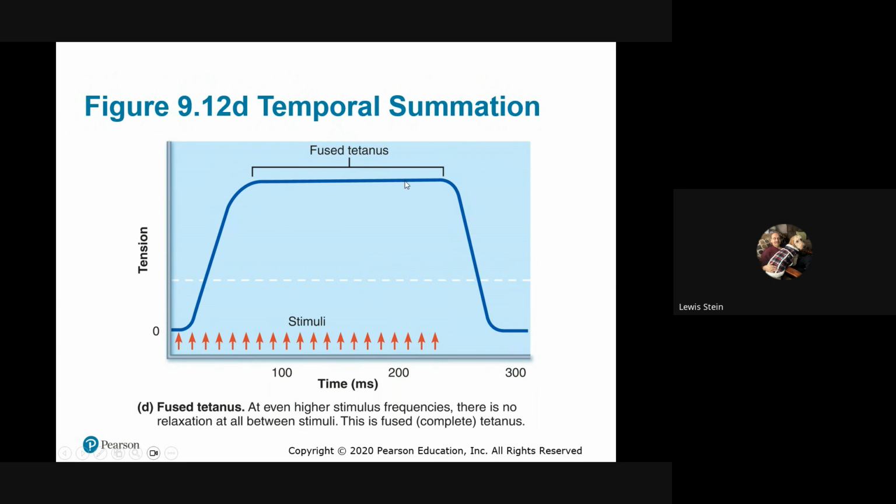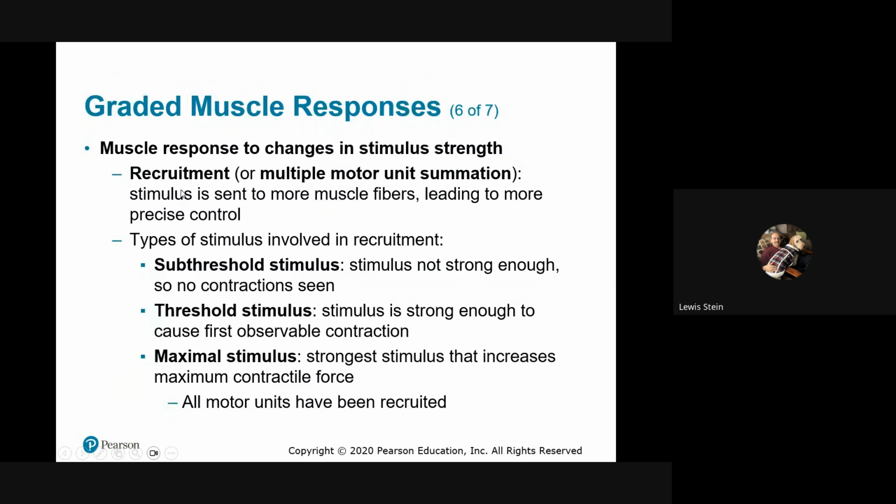Here it is, fused tetanus. So you can see how many you're getting. This is maybe 10. Maybe you're getting 100 of these, but 50 or more, you're going to lead to the fusion. Be aware of that. So effectively, if we increase the strength, there's a limit. We can only make the amount of fibers that contract that are available to us in that particular motor unit. So the stimulus is sent to more muscle fibers, leading to more precise control.